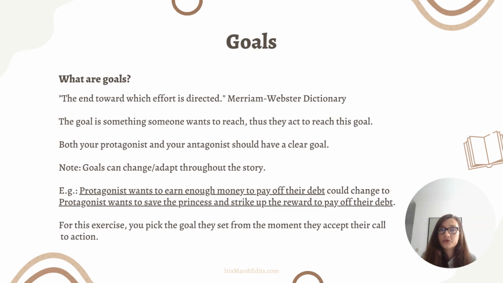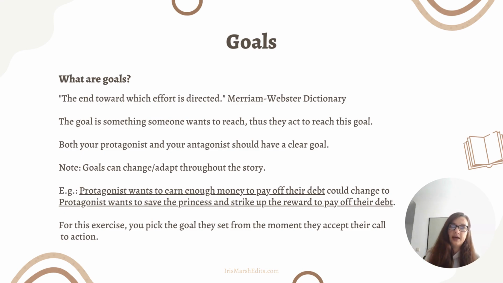Then there's goals. What are goals? So according to the dictionary, goals are the end toward which effort is directed. So in other words, the goal is something that you want to reach. Thus, you take actions to reach this goal. And within your story, you want both your protagonist and your antagonist to have a clear overarching goal.